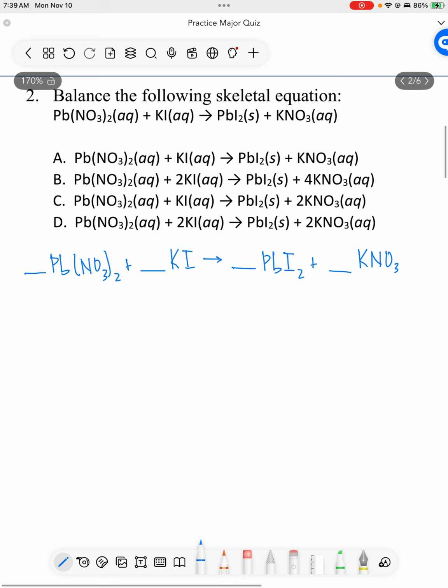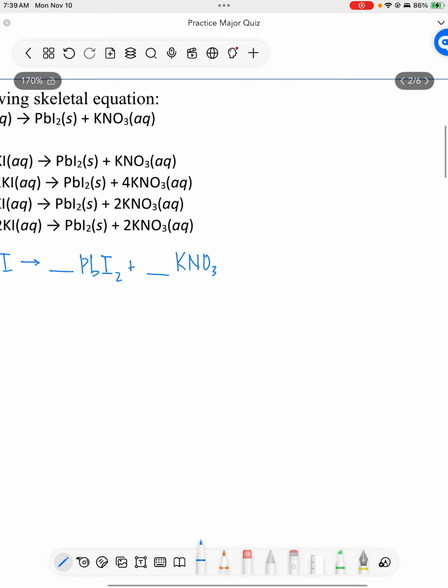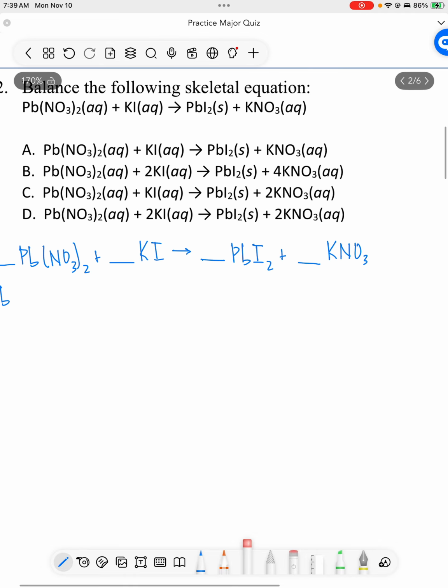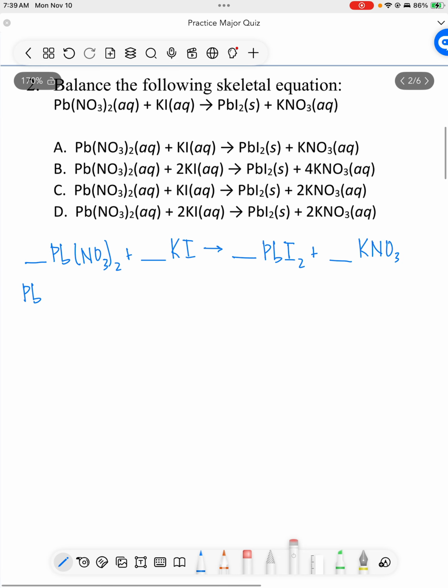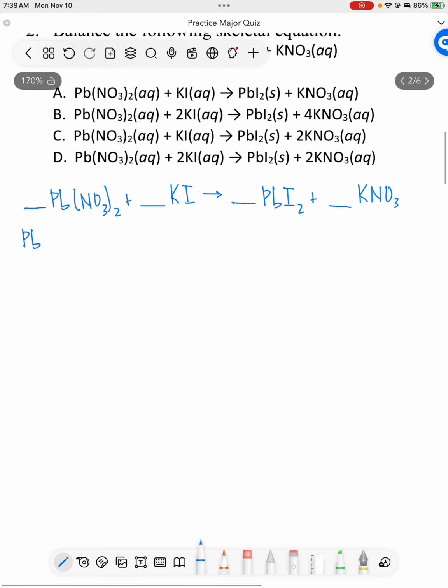So when we write down what it is we're trying to balance, we want to keep nitrate together because it stays together. If it didn't stay together, it would look like something like this, KNO2 or something similar to that, but it does stay together, and we know it stays together because we have an NO3 and an NO3. We have two NO3s over here, but that doesn't mean anything. It just means that we have two of them, whereas over here we have one of them. So we want to balance it by keeping our nitrate, our polyatomic ion, together.